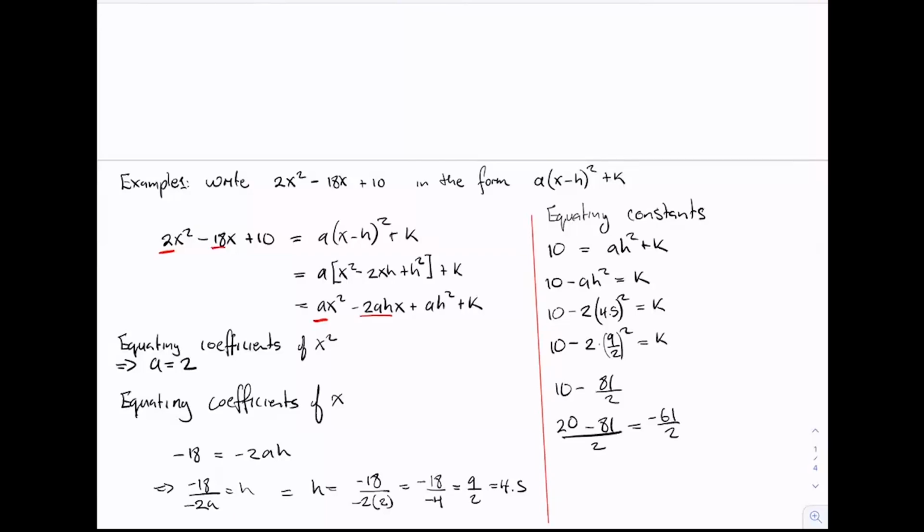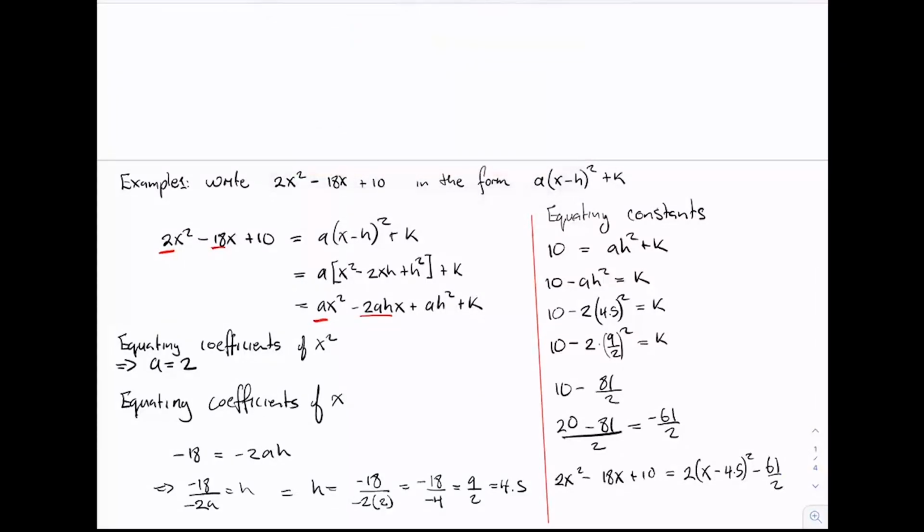Therefore, after solving for both k and h, we can now write down the completed square form for our equation. So now I can say 2x squared minus 18x plus 10 is equal to 2 times x minus 4.5, which is my value for h, close bracket squared, minus 61 over 2. And that would be the completed square form.